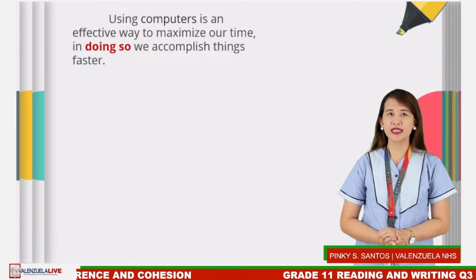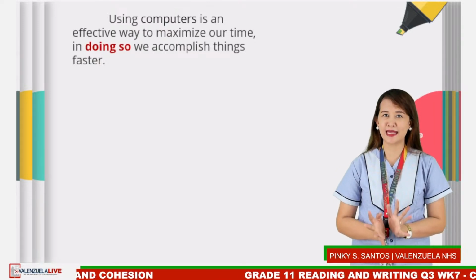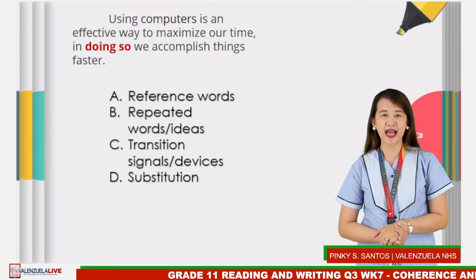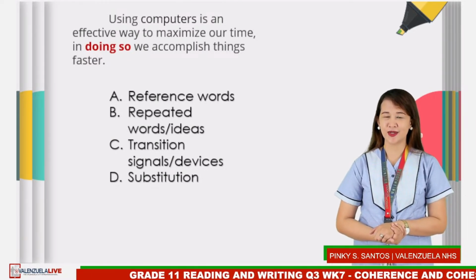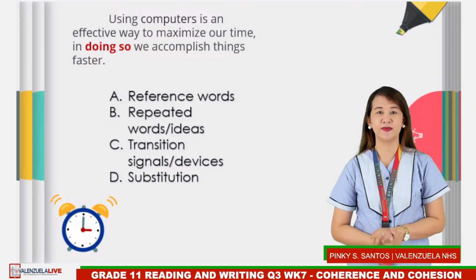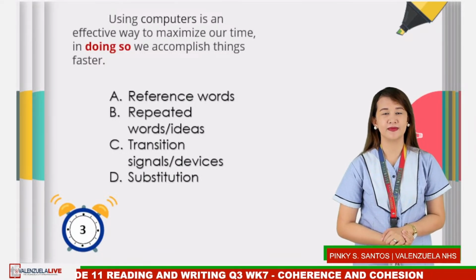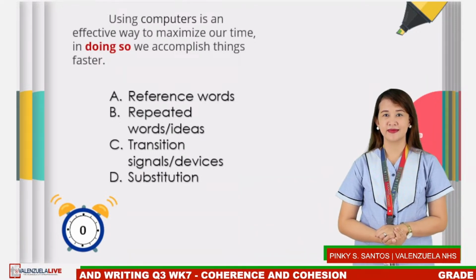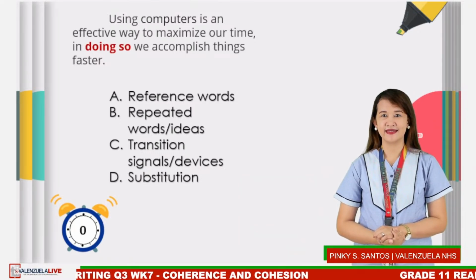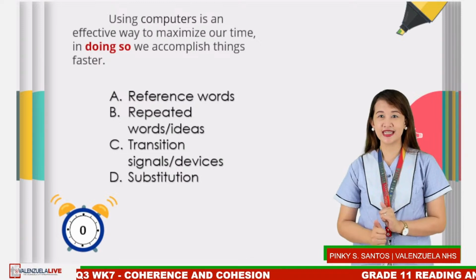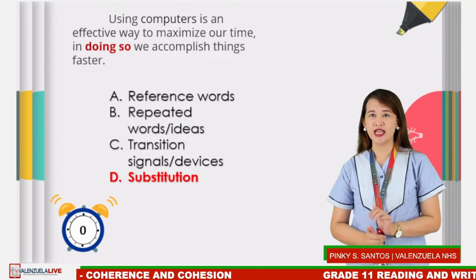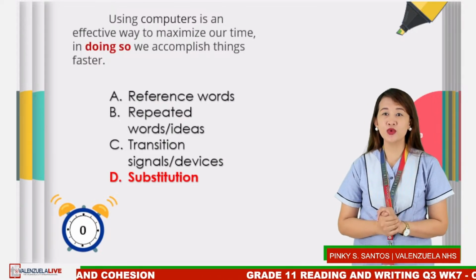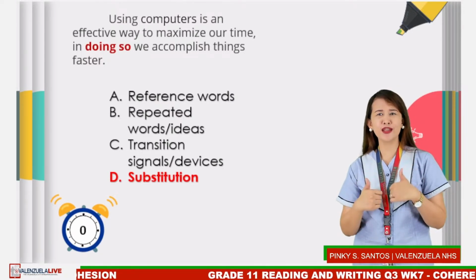Using computers is an effective way to maximize our time. In doing so, we accomplish things faster. What do you think is the answer? Timer starts now. Correct. The answer is D, substitution. The phrase doing so substitutes the phrase using computers. You've done a great job today.